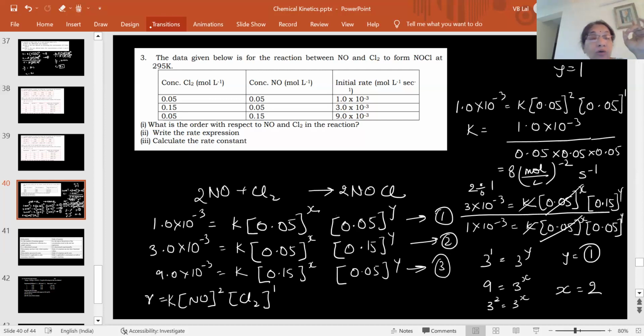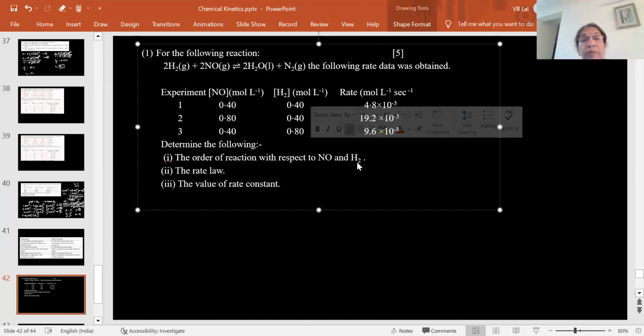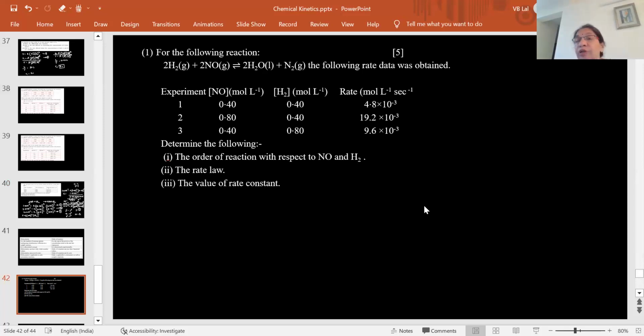Did you understand how to do this question, all of you? Now, the next question I am not going to do. You have to do it. I'll give you 5 minutes. Each one of you find the answer and tell me whether you got it. I'll ask each one separately. Okay, so this is the next question. It's a similar type of question.